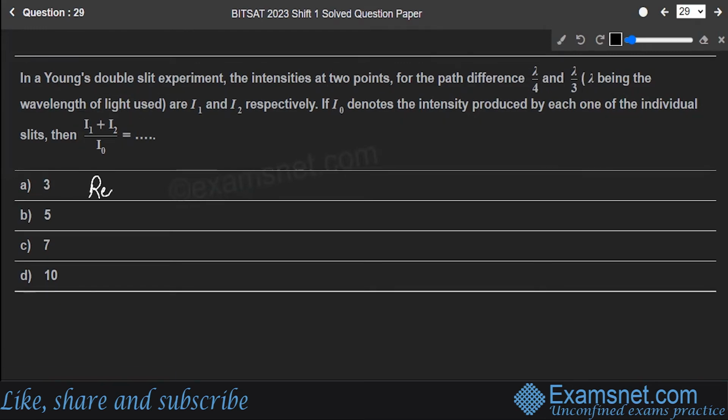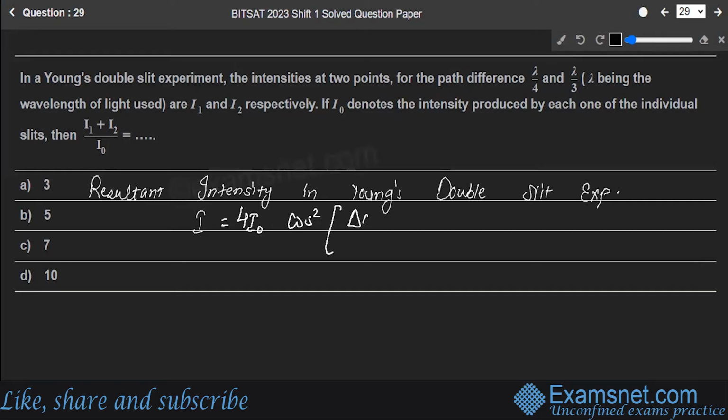All right, so the resultant intensity in Young's double slit experiment is given by I is equal to 4I naught cos square delta phi upon 2.